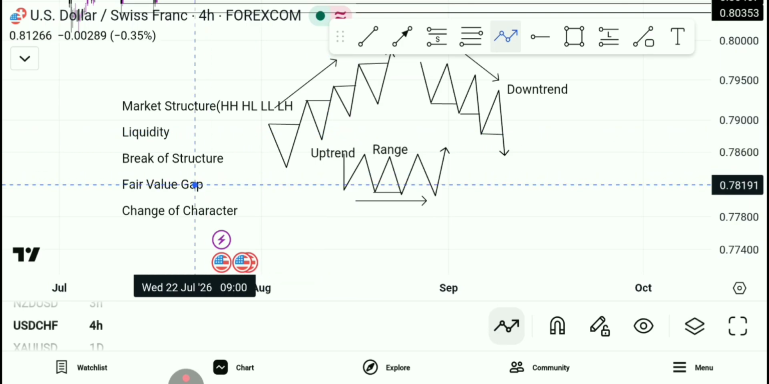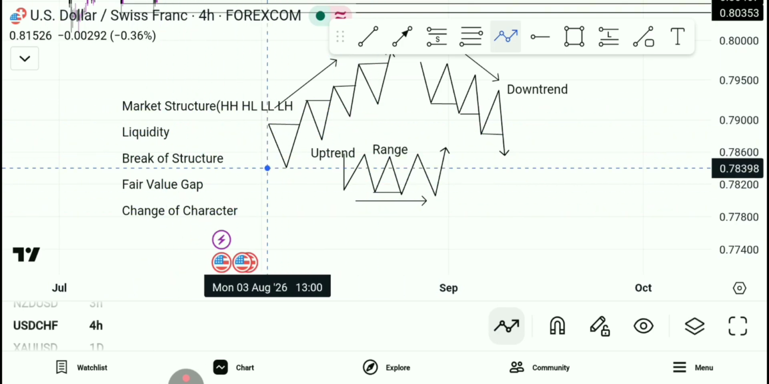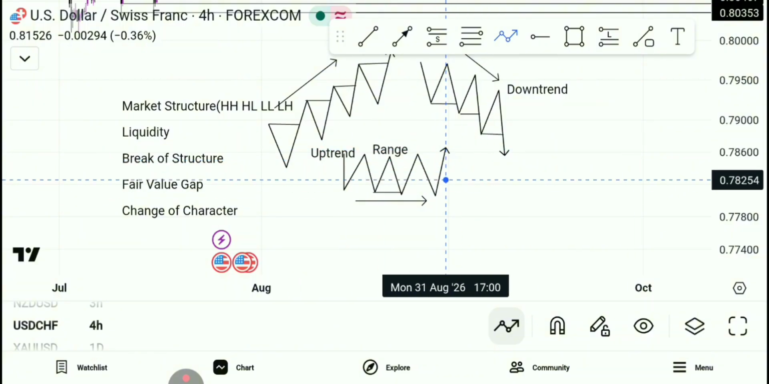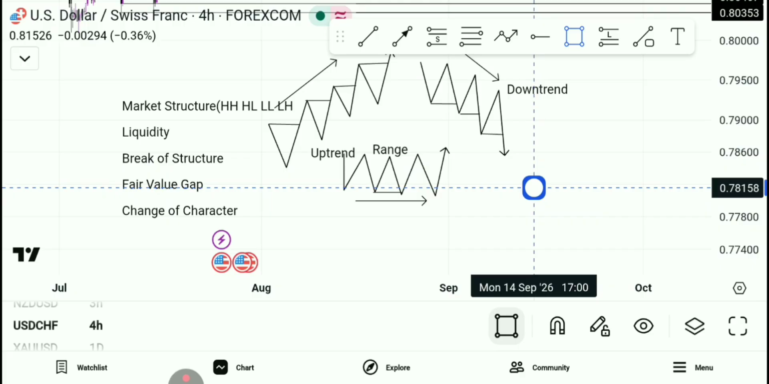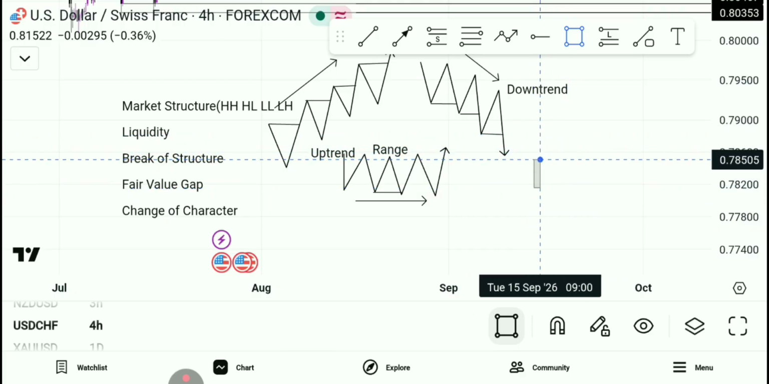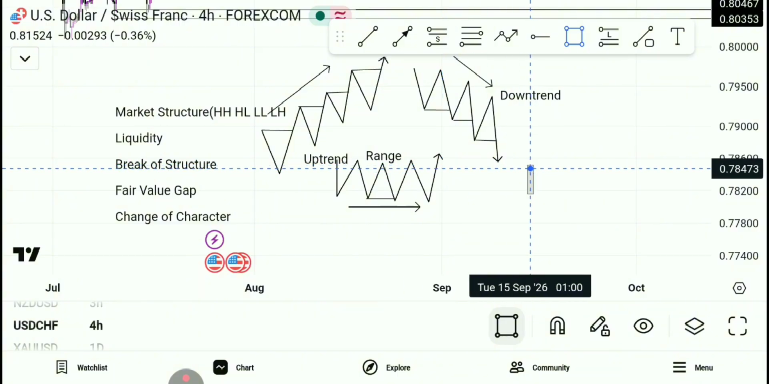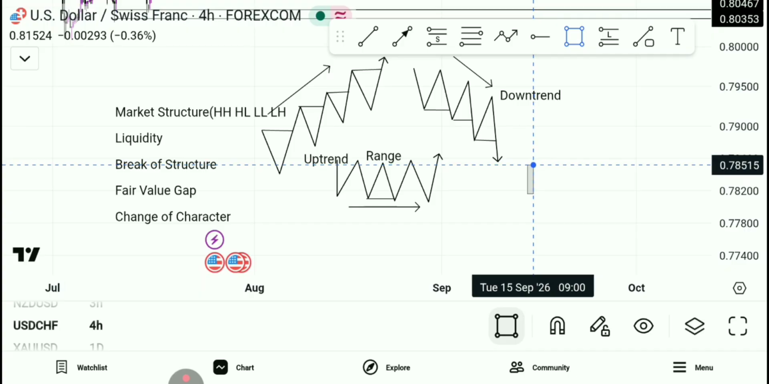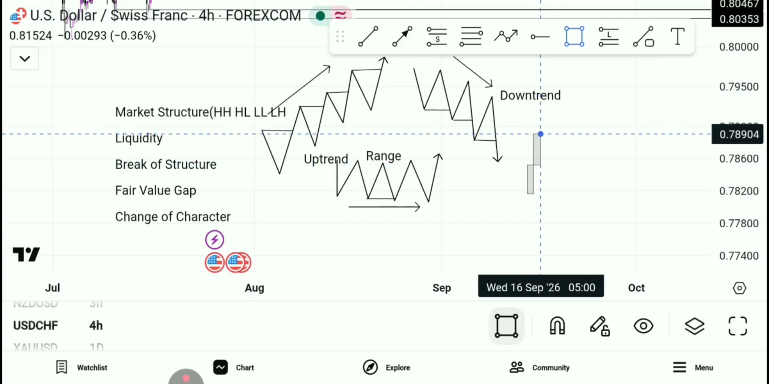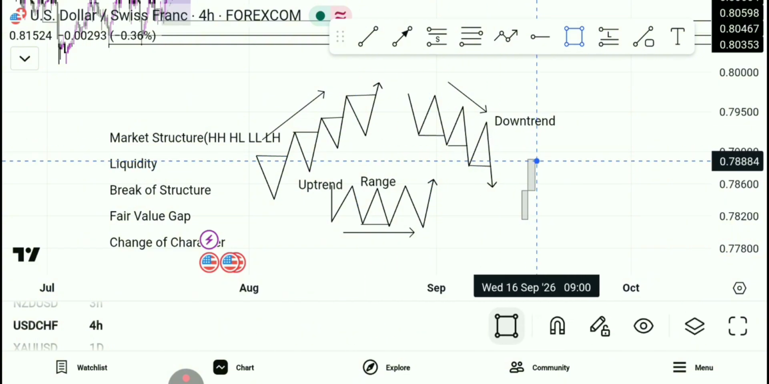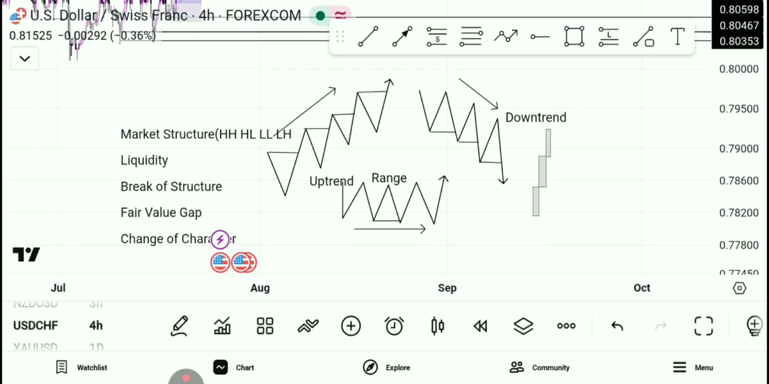Fair value gap. A fair value gap is a gap created between three candles which are following each other, like this way. The first candle opens here. This is the first candle. Then the next candle follows, opens here. Then the next one. So the fair value gap is always between the three candles. So this is the fair value gap.